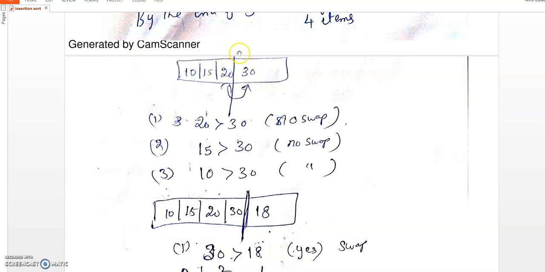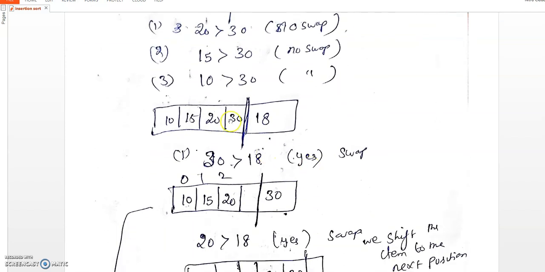Every time we compare, we are decrementing the position. So 30, which is in the third position, will be compared with the 15, which is in the first position. No swap is required. And once again, the 30 is compared with the 10. There is no swap required because it is already in ascending order. So what does that mean? That means the 30 is in the correct position. No need to swap. Then I am introducing the 18.